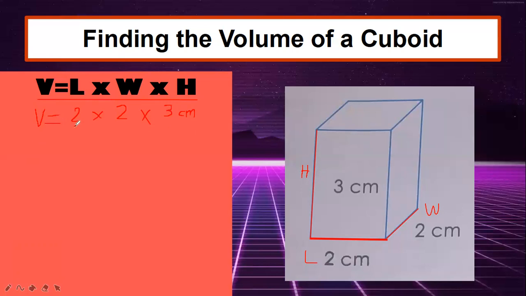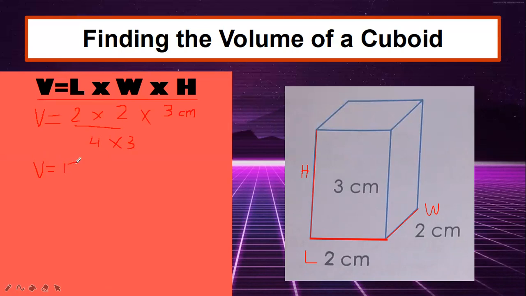So our first step is to multiply these two. 2 times 2 is equal to 4. And 4 times 3 is equal to 4, 8, 12.